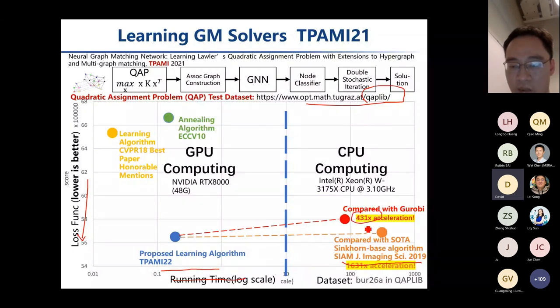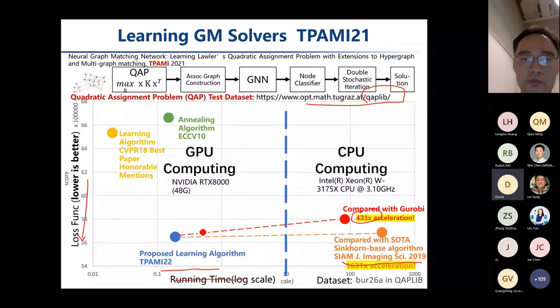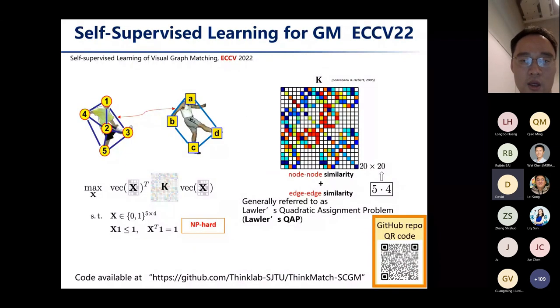We have a 400 times speedup, and a 1600 times speedup compared to the SOTA method, because our approach allows us to use the GPU, whereas solvers like Gurobi are not compatible with GPU and have to work on the CPU. That's the main reason for our acceleration. The other thing is that our solver is one shot. We have no autoregression. We do not solve the problem node by node. We just solve it in one shot. That is also very efficient.